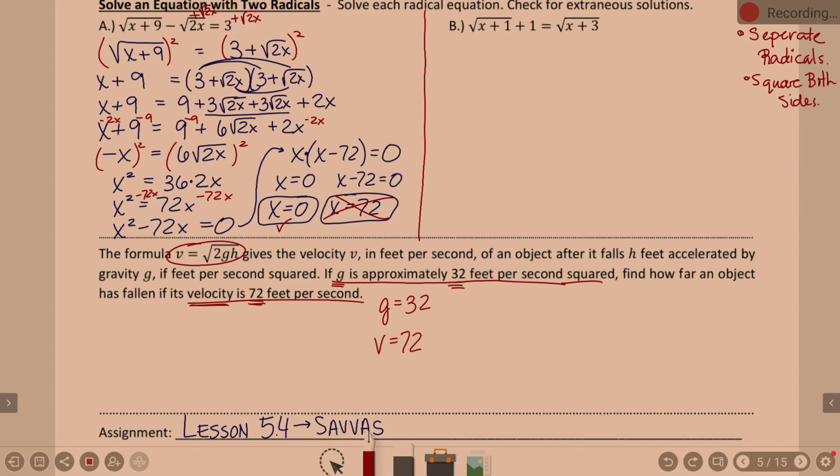Okay? You have a formula, you have numbers. Can you plug them in? Okay, let's plug them in. So if it's V equals square root of 2GH, V is 72 times the square root of 2 times G, which is 32, times H, which they didn't tell me.